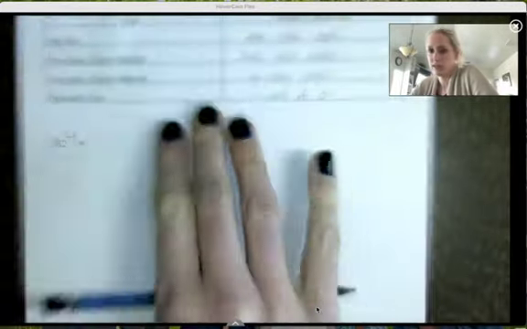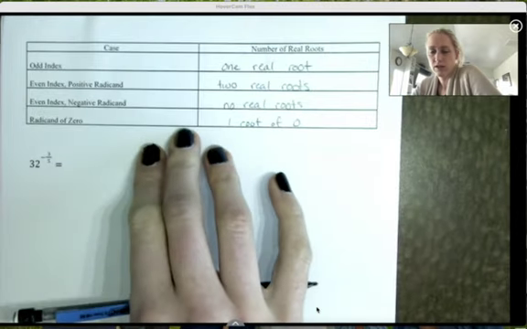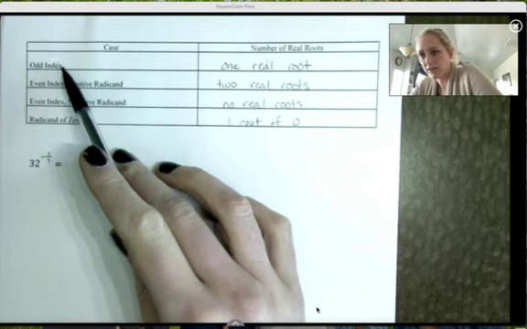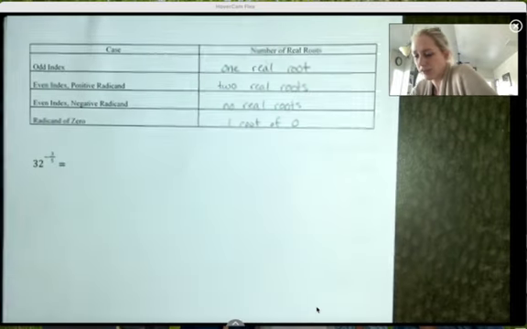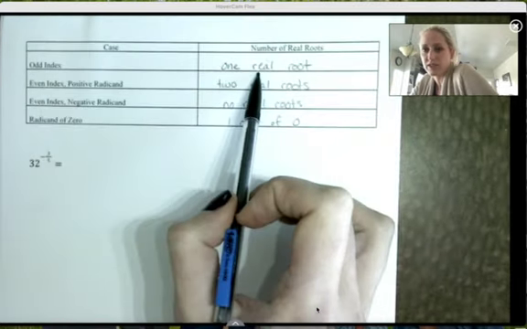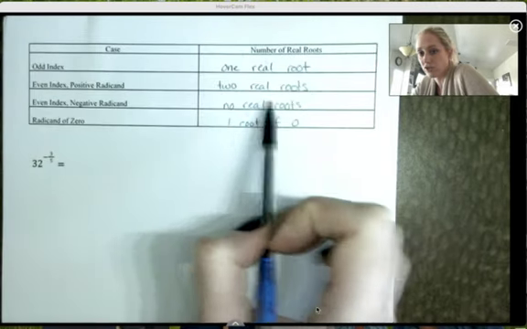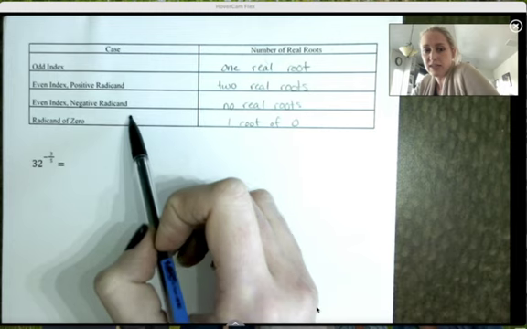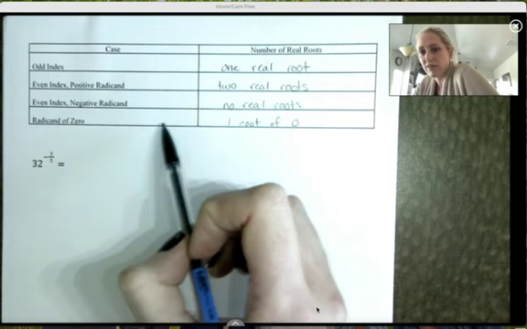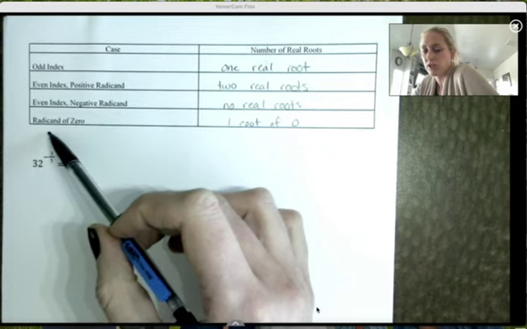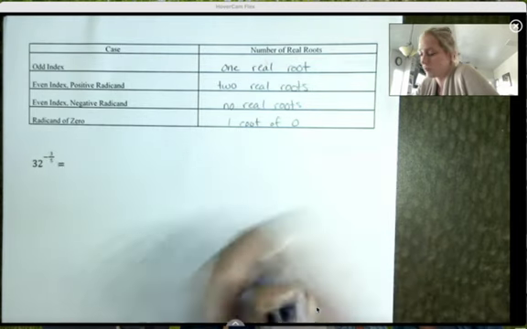Okay, so just to summarize that piece a little bit, you guys, here are the roots that we get. The odd index is that number in front of the radical, right? That little one. So if it's odd, we're always going to get one real root. If it's an even index and positive, there are actually 2 real roots. And if it's an even index with a negative radicand, there are no real roots. That's the one we just saw. And if the radicand is 0, then there's just 1 root, 0.